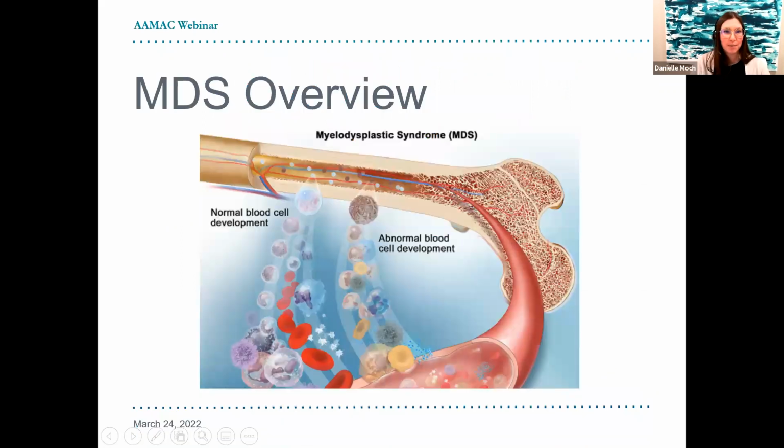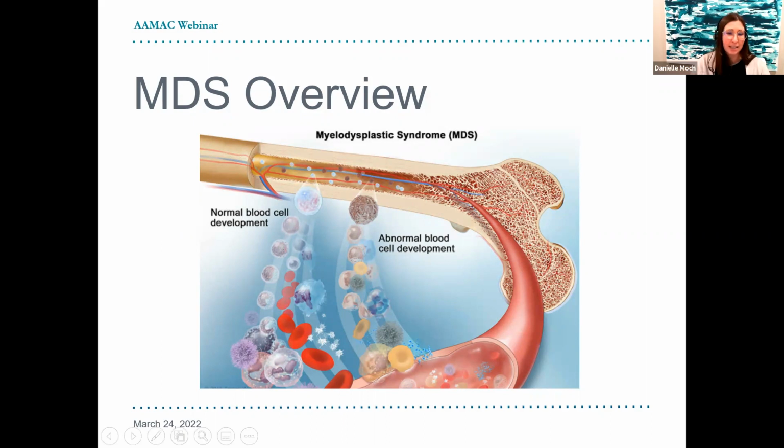Okay, so we're just going to jump into a quick overview of MDS. Myelodysplastic syndrome describes a group of disorders that affect stem cells, which are basically immature cells that can form all types of different blood cells. These disorders begin in the bone marrow where these cells are made. And a blood stem cell can become either a lymphoid stem cell or a myeloid stem cell. A myeloid stem cell turns into a white blood cell.